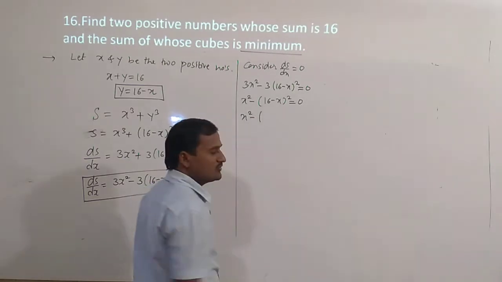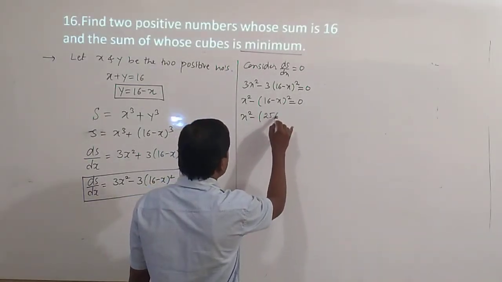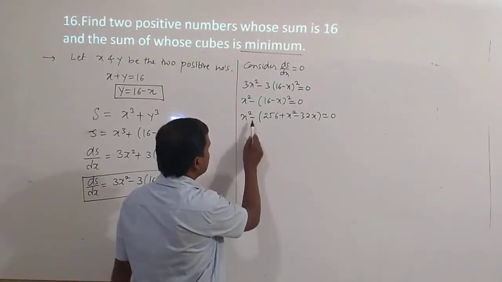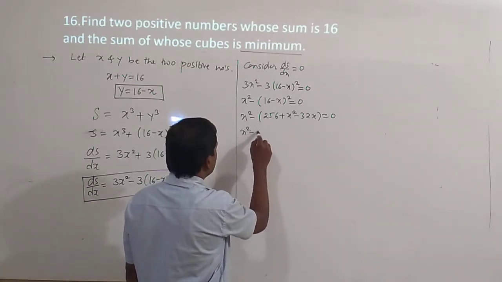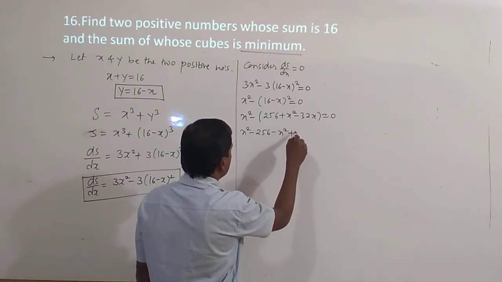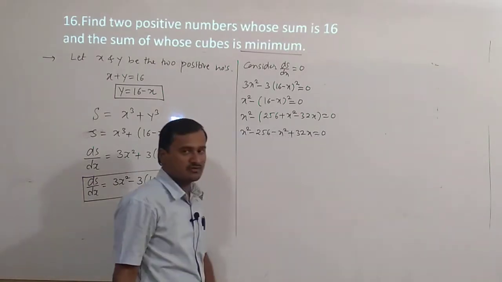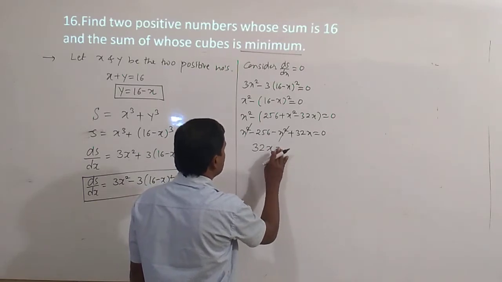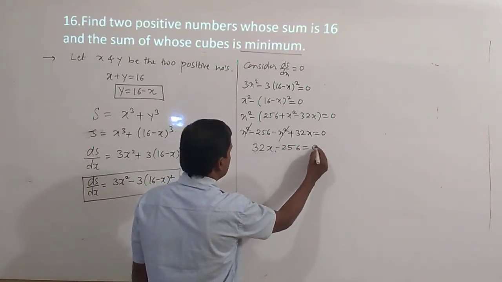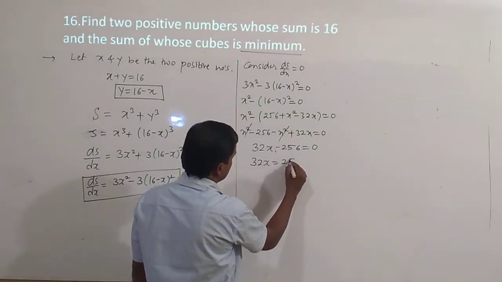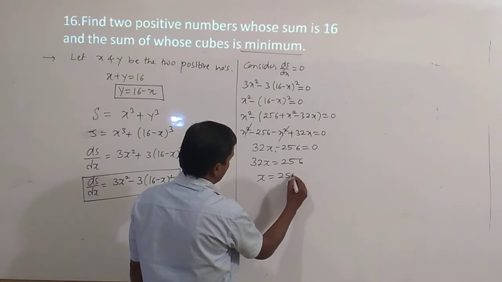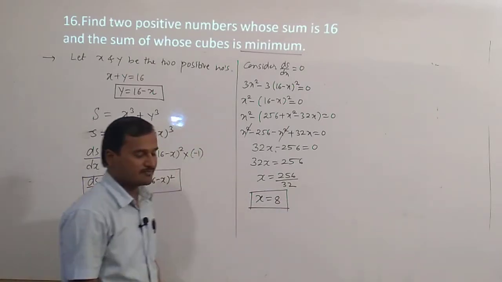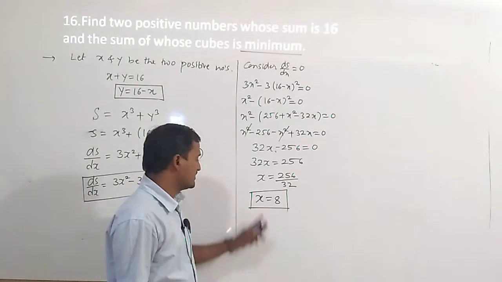Here, a minus b whole square means clearly it is 256 plus x square minus 32x. This is equal to 0. Take this minus inside the bracket. So, clearly x square minus 256 minus x square plus 32x is equal to 0, okay. So, here minus x square and plus x square will get cancelled. So, 32x minus 256 equal to 0, or 32x is equal to 256, or x is equal to 256 divided by 32. So, what is the value of x? The value of x is equal to 8. Now, we got the critical point, that is x equal to 8.